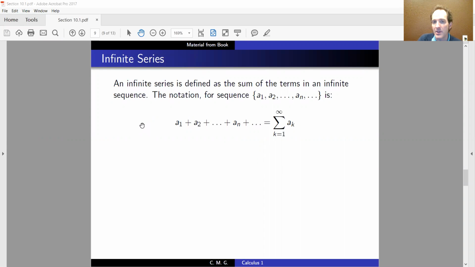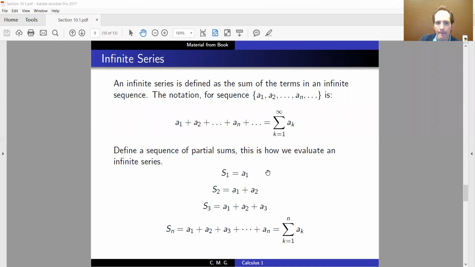Now we talk about series. An infinite series is the sum of the terms of an infinite sequence. And the terminology and the notation here is the same as what you used for Riemann sums. So it's the summation notation. The capital sigma there is the sum from 1 to infinity of a_k, a_k being the terms in the sequence a_1, a_2, a_3, a_4, a_5. And so you're adding up all the terms in the sequence.